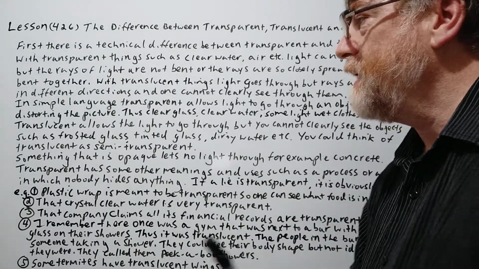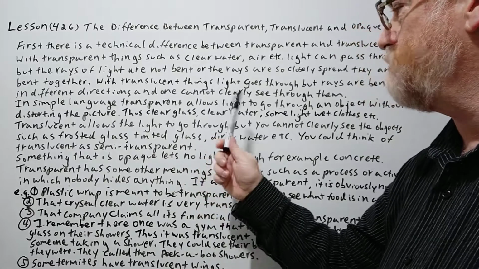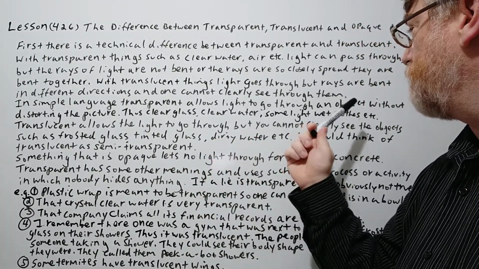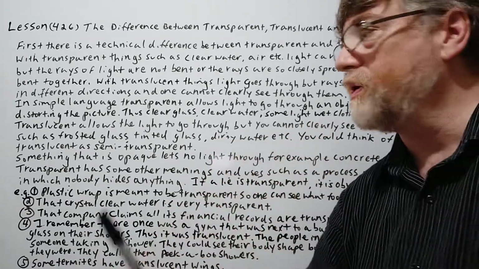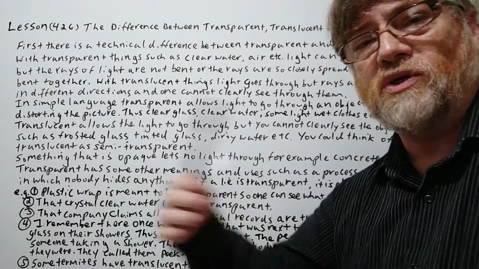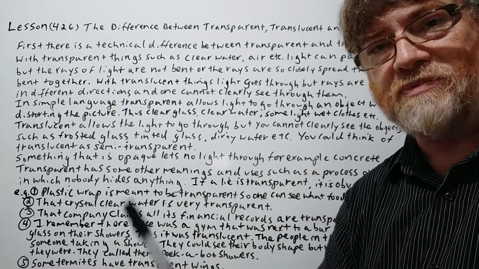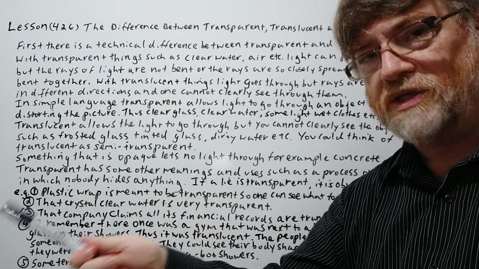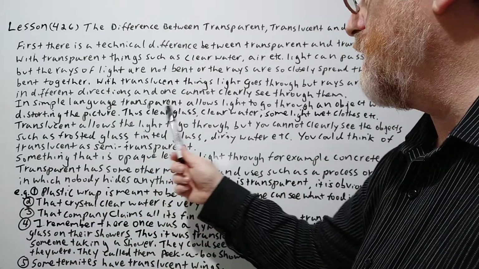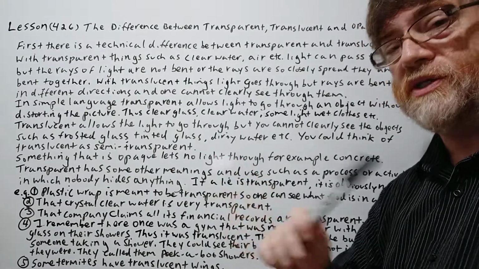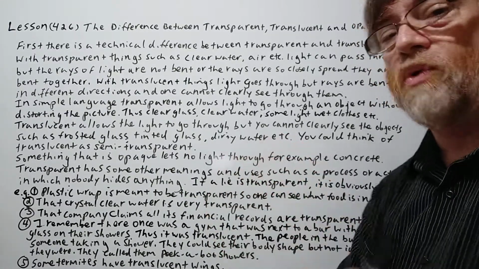Let's continue. In simple language, transparent allows light to go through an object without distorting the picture or the image. You can clearly see through that object, and you can see what's on the other side of that. Thus, clear glass, you can see perfectly through. Same thing with clear water.